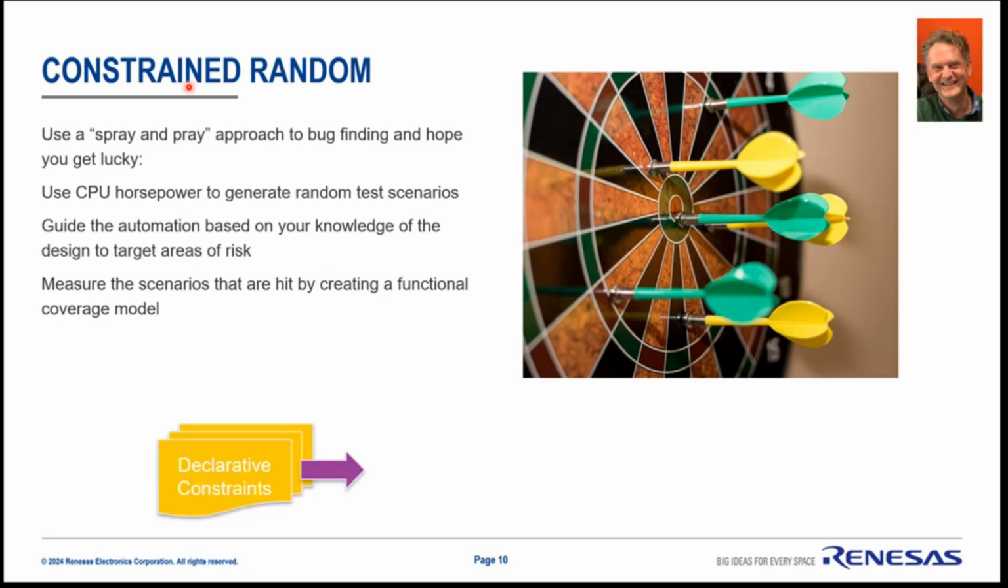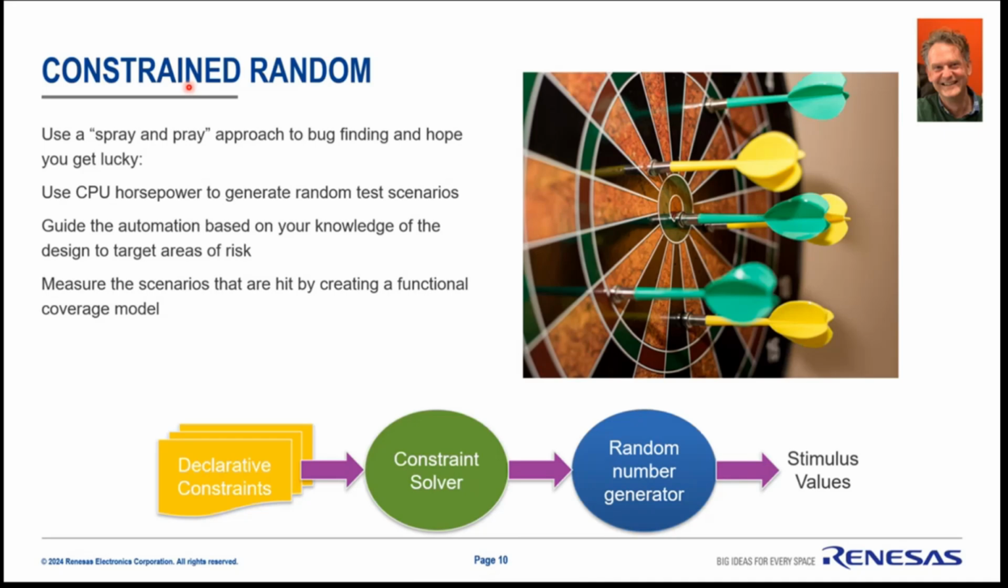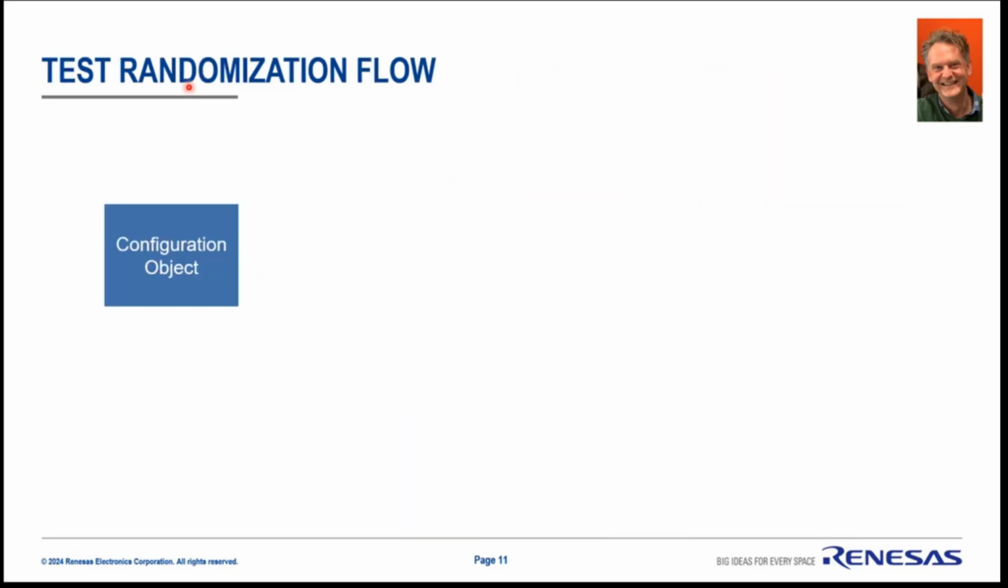So the stimulus generation flow is that we put in place some declarative constraints. Typically, you feed those into a constraint solver, and the constraint solver controls a random number generator, and that generates the actual numbers that go into the simulator, into the stimulus production.